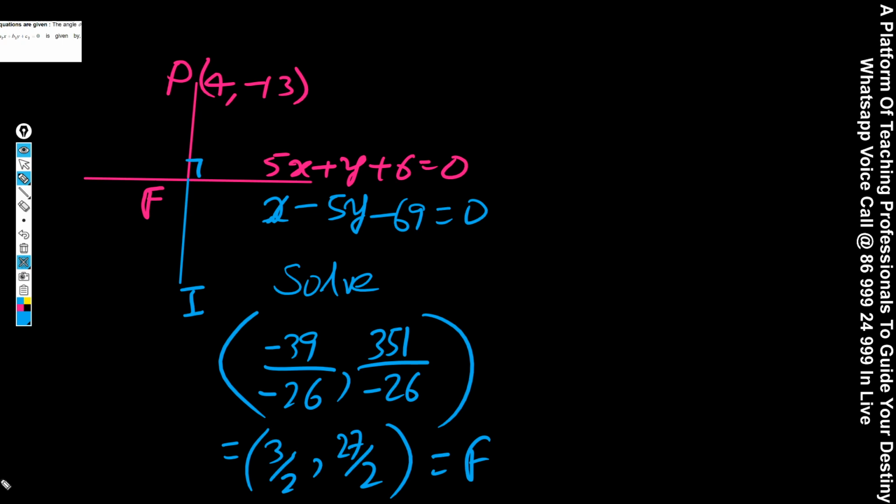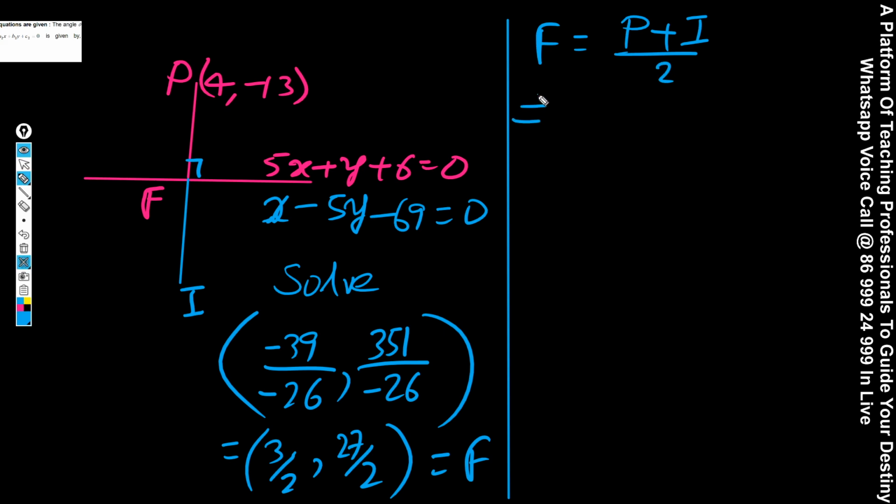Now, how to find the reflection or image? I have taken I as the image of P in the mirror line. So, what you have to understand is, F is the midpoint of P and I. Then what is I we need? It is twice F minus P.